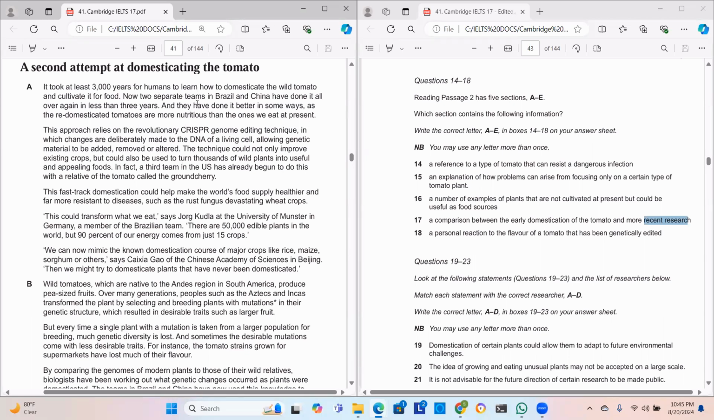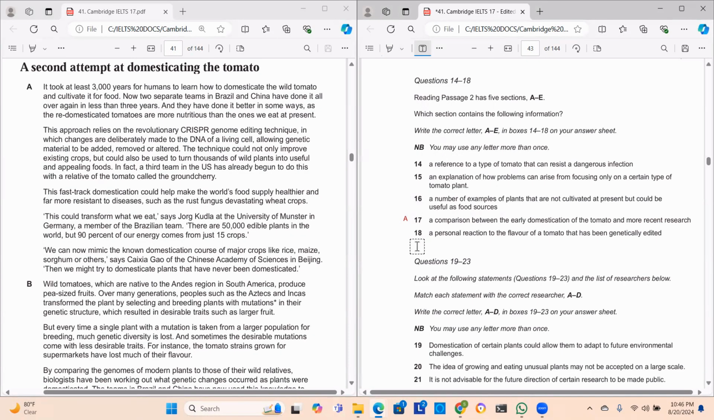So in the first paragraph itself, there is some comparison between the past tomatoes and the present tomatoes. They say that they are more nutritious and also that they have done it better in some ways. So yes, in the first paragraph itself, there is the answer. But when you are not sure or in doubt, just write it there and keep it on hold. So I'm just writing it for the 17th one. I'm typing it as A, right? So that would be my answer. Let's keep it on hold for the 17th one.